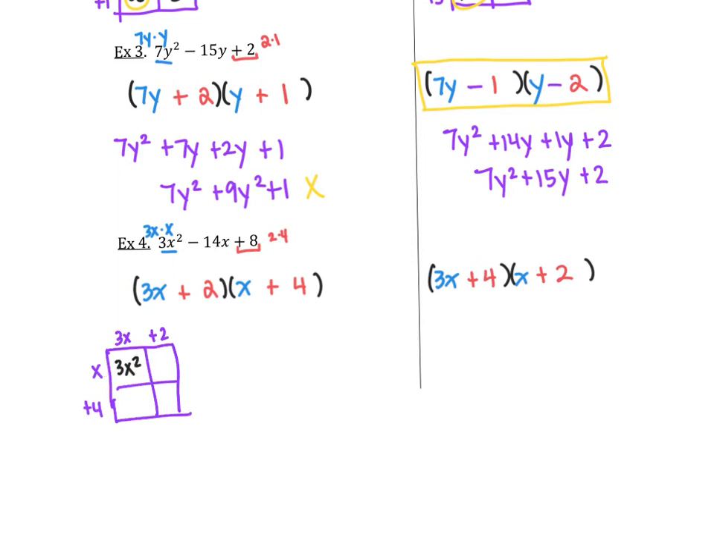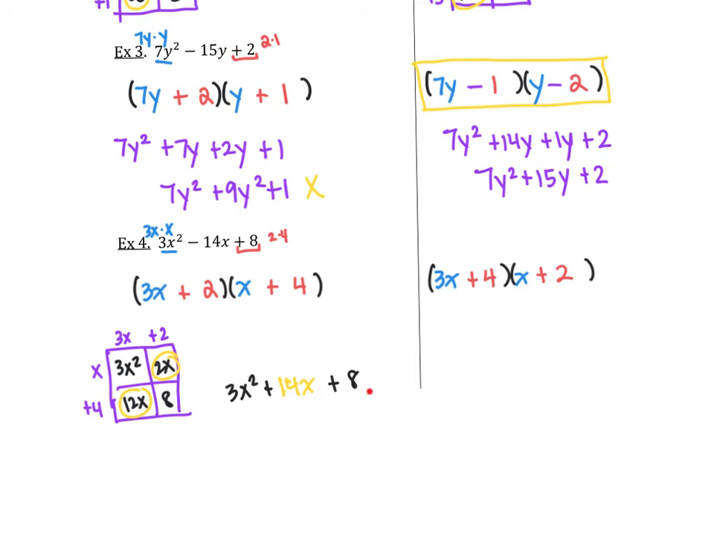X times 2 is 2x. 4 times 3x is 12x. 4 times 2 is 8. So 3x to the second plus 2 and 12 is 14x plus 8. Oh, that's pretty good on the first try.